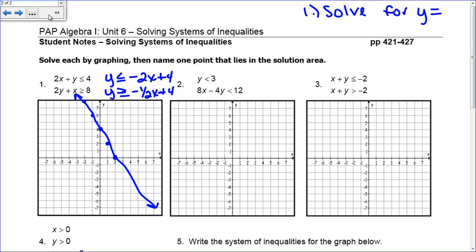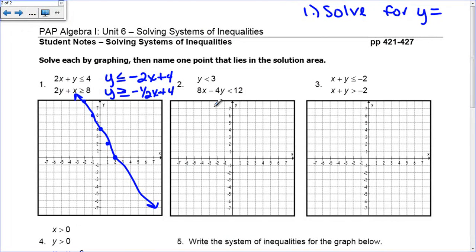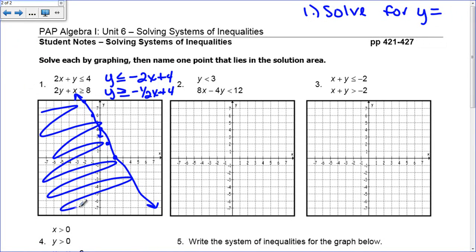This is a less than symbol, and if you'll remember what we just wrote down, it says that less than we shade below, and here's how I know which direction is below. If you look at the y-intercept, less than the y-intercept would be this direction, so I have to shade in that direction for that line.